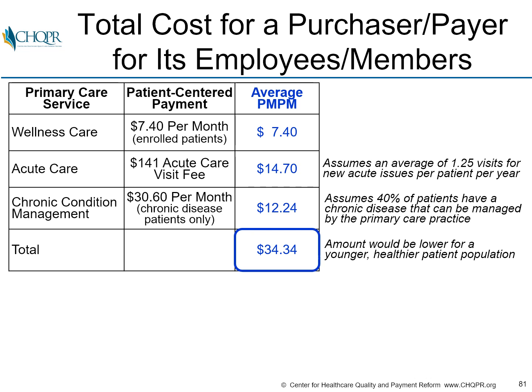An employer or health plan that is paying for primary care services will want to know what their cost will be. This will depend on the characteristics of the employees or members they are insuring. If you assume that their employees or members have an average of 1.25 acute problems per year and 40% have a chronic disease, then the employer or health plan would be spending about $34 per month on average for each employee or health plan member. You might ask whether it would be simpler and easier if the payer just paid $34 per month for every patient, rather than paying separate fees for each category of service.